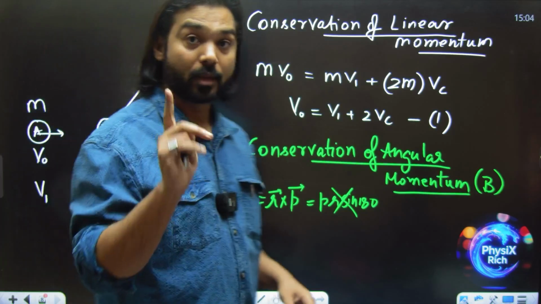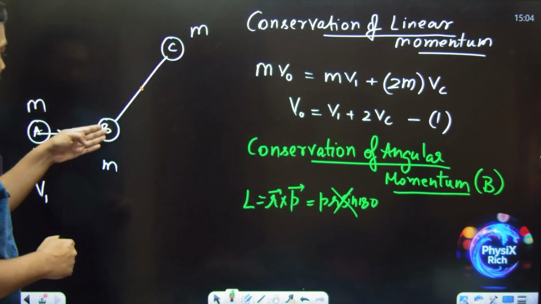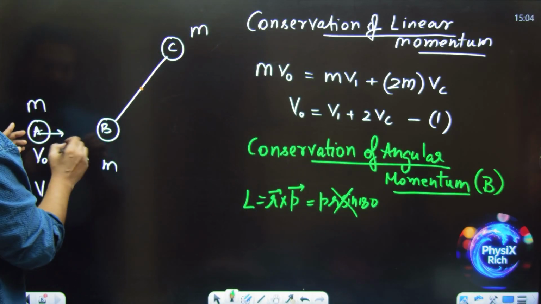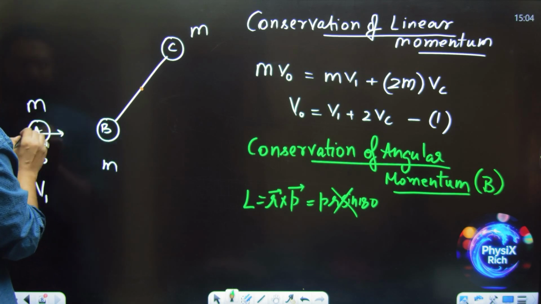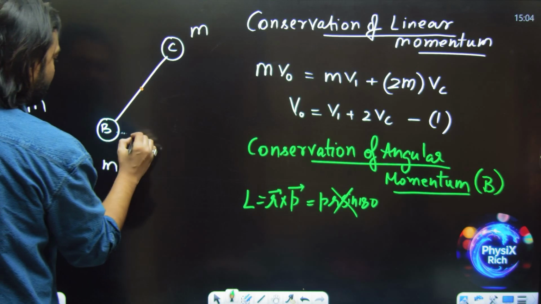Also, one more very important thing: when this collides with the mass B, you can see that the impulse will be in this direction itself. So on A, the impulse will act over here, and on B, the impulse will act over here.